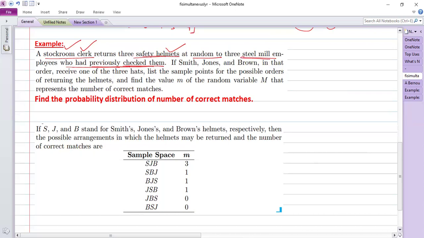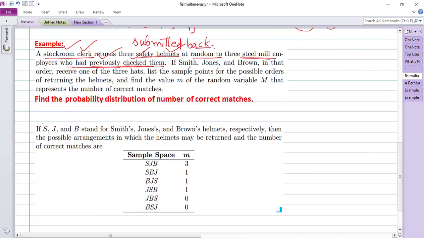So this term, check them, is just like in hotels where we check in, check out. So here, previously checked them means these 3 helmets were submitted back. Checked them means submitting back, submitted back on the previous day.